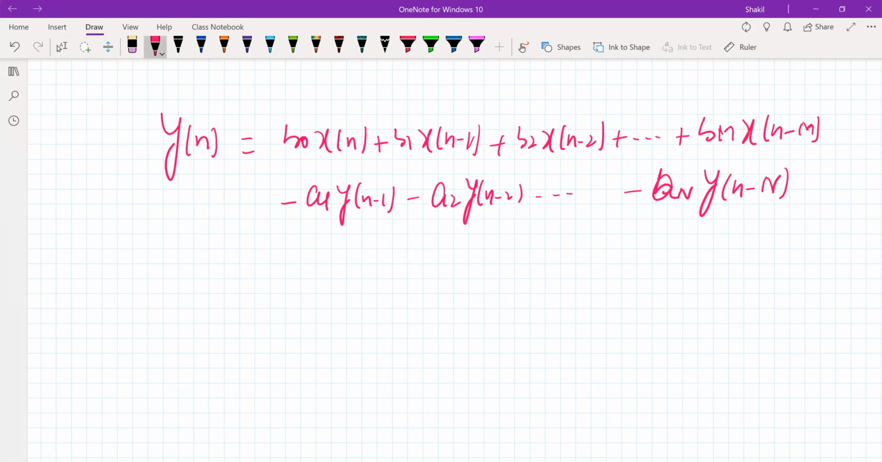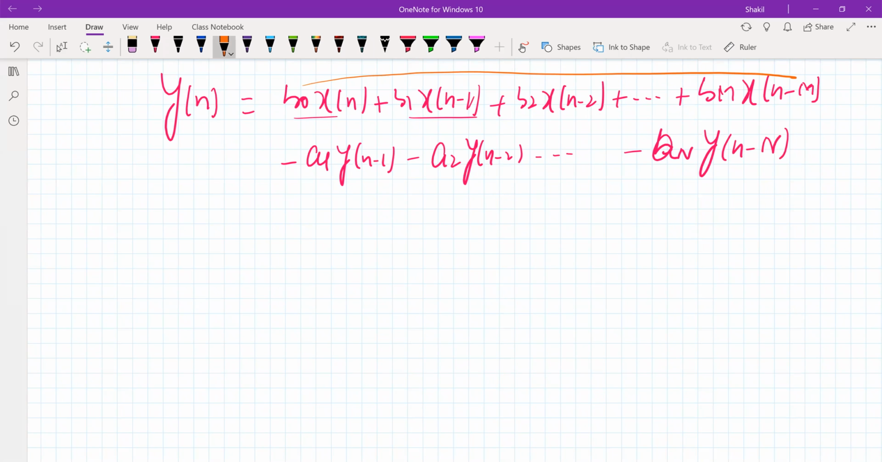So what do we need? We need to have multipliers, delay elements, and then we need to add them, right? So first let me realize this part. Let's realize the input part. Suppose I have available this is x of n. So this is our x of n.